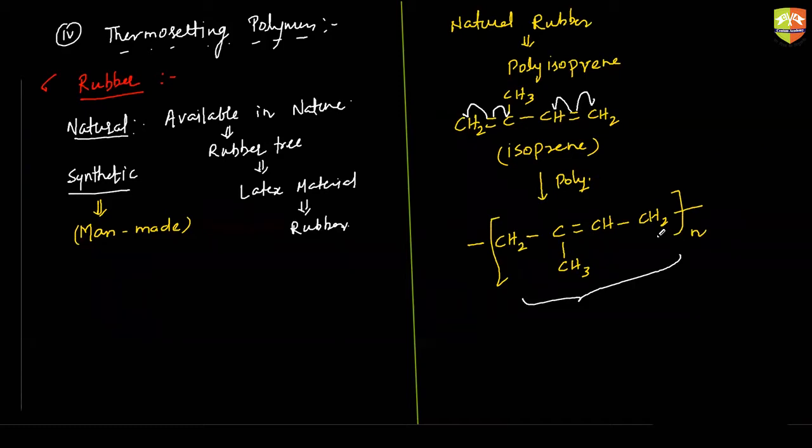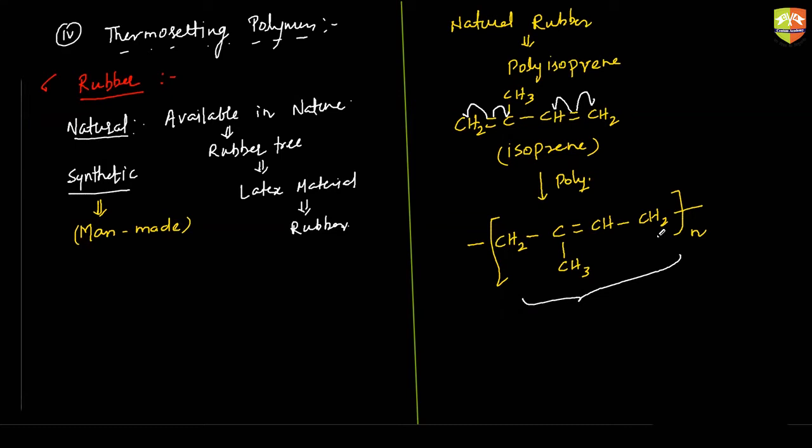Now, does this molecule show GI, geometrical isomerism? Yes or no? Yes. How? Because the groups are different. No, what is the condition for a double bond to show geometrical isomerism? There's a condition.